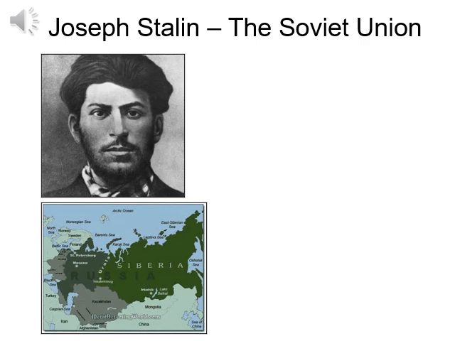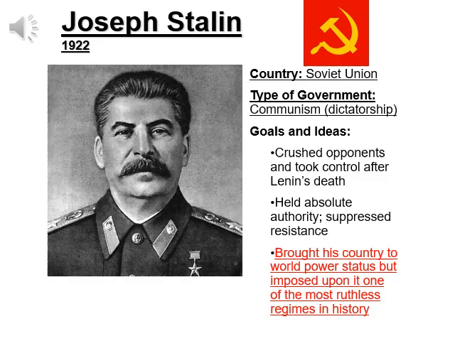Stalin was the leader of the Soviet Union from 1922 through 1953. After the death of revolutionary leader Vladimir Lenin, Stalin crushed his opponents to take control, and he held absolute authority. Absolute authority meant that he could suppress anybody who didn't agree with his views, and anybody who offered resistance.